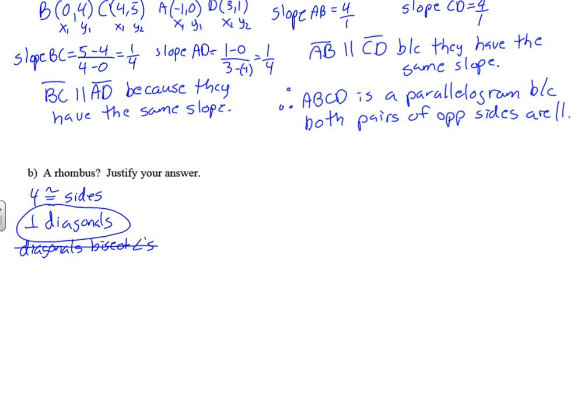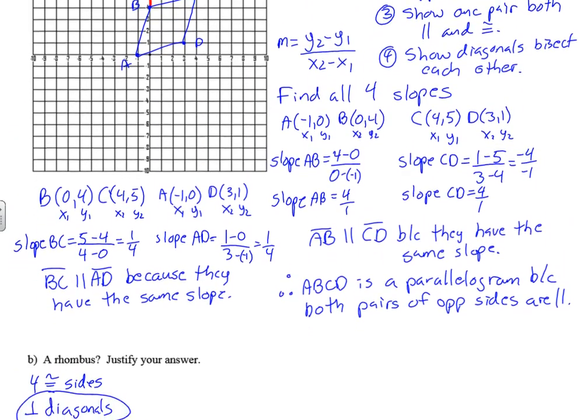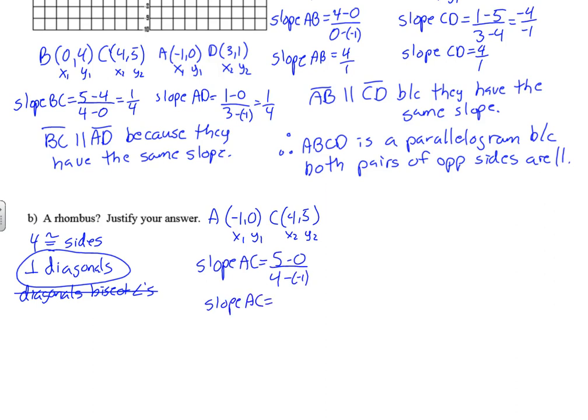Now we've already proved that it's a parallelogram, so I'm going to go the route of the diagonals and see if they in fact are perpendicular. So our diagonals would be AC and BD. Let's find the slope of those. A is -1, 0. C is 4, 5. X1, Y1, X2, Y2. So the slope of AC is 5 minus 0 over 4 minus -1. That means the slope of AC would be 5 over 5 or 1.